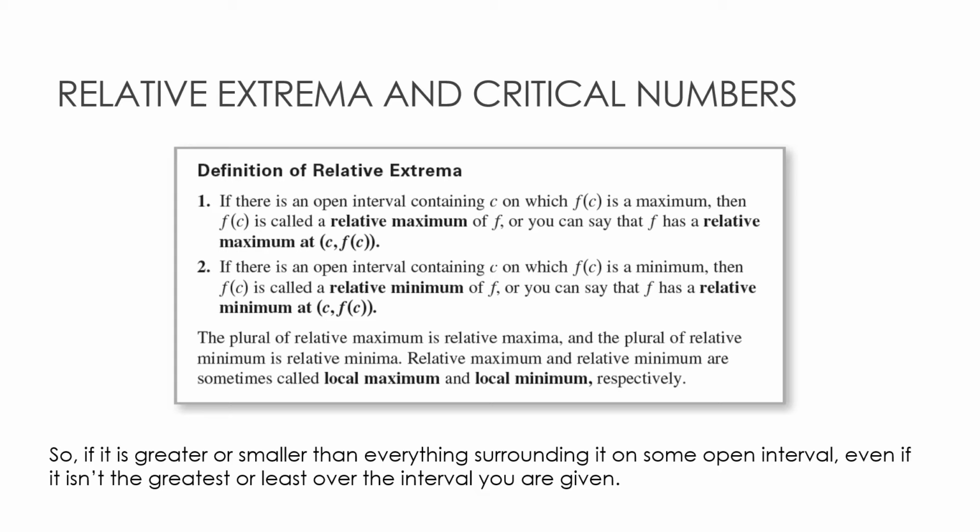So again, here's the formal definition for relative extrema, and that is essentially saying if there's an open interval containing c, on which f of c is either a maximum or a minimum, then f of c is called the relative maximum or relative minimum, respectively. Or you can say that there is a minimum or maximum at the point c, f of c. If you have more than one relative maximum, they are called relative maxima. That is the plural form.